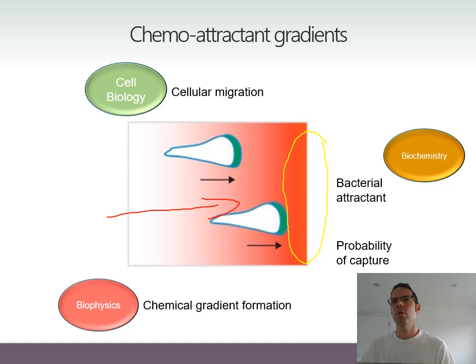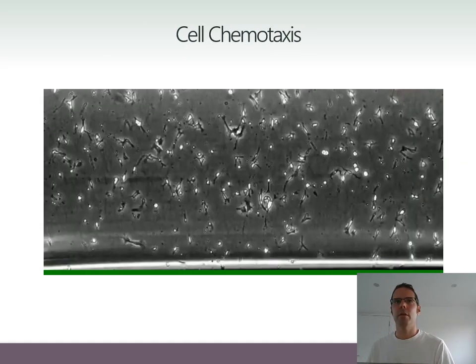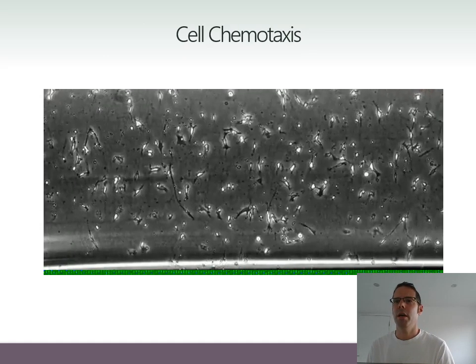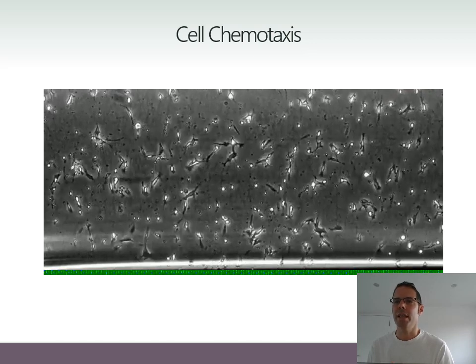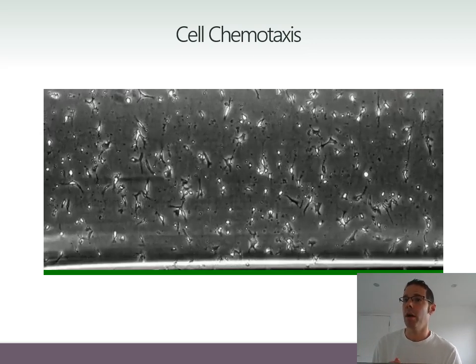So the question is, we're trying to look at both the biochemistry of how you form these gradients, the physics of the formation, and also the cell biology: how does a cell move in one direction rather than just all over the place, like lots of other cells like to do. So we'll use chemotaxis assays, which we'll do by live cell microscopy.